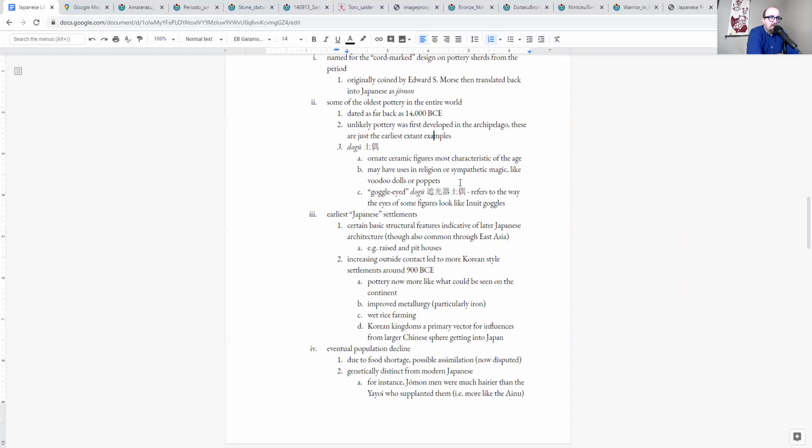Now, these pottery examples are collectively referred to in Japanese as dogu. And even though that term refers to basically all pottery of this period, it refers especially to figures.